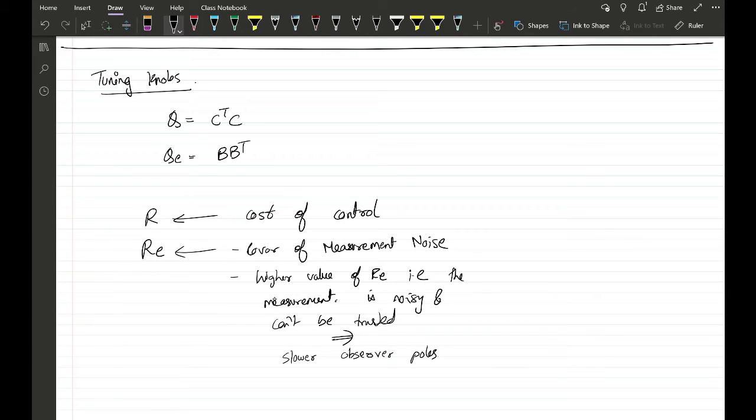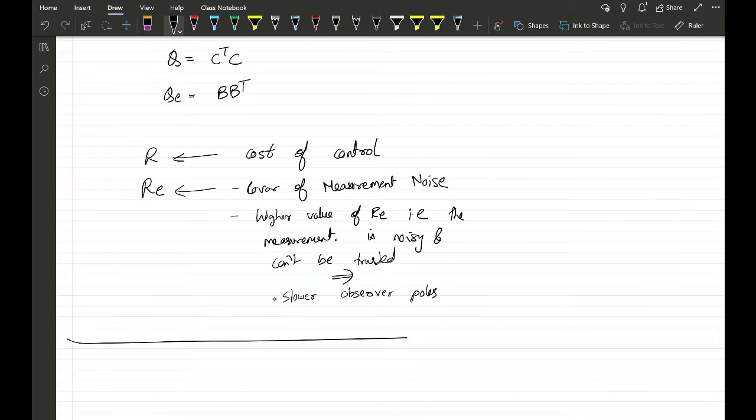And on the other hand, if we have a lower value of RE, that would mean that the measurement noise is rather low and that the measurement Y could be trusted, and that would mean we can push the observer poles more to the left. Yeah, that's the intuition behind the tuning knobs.